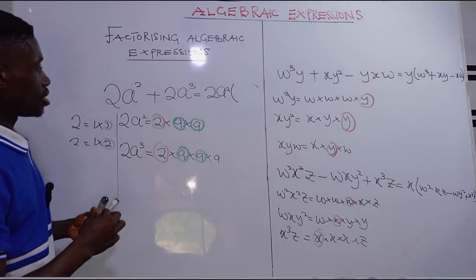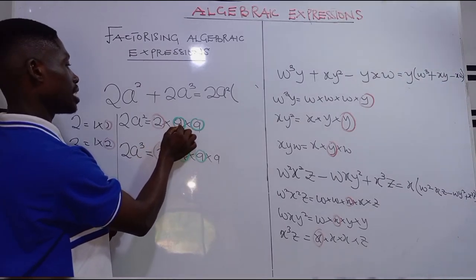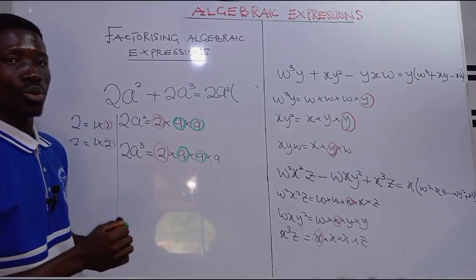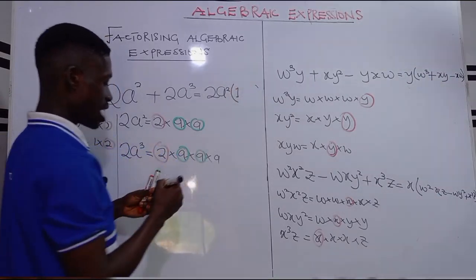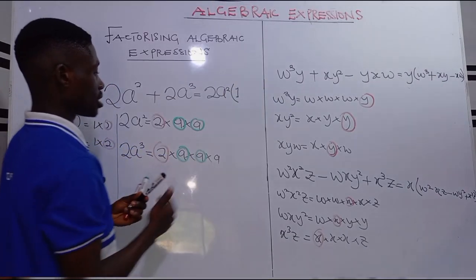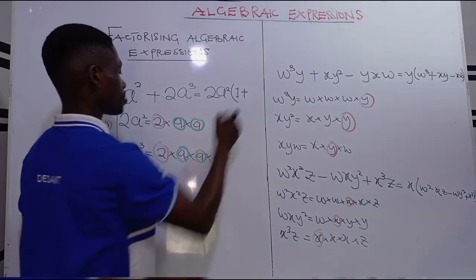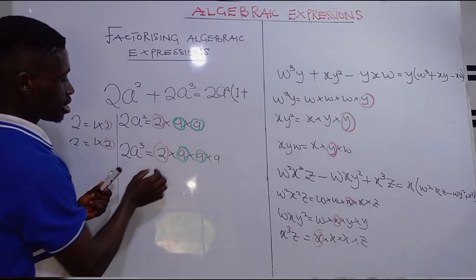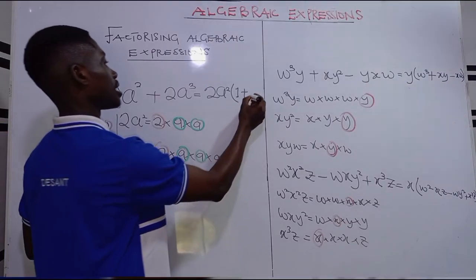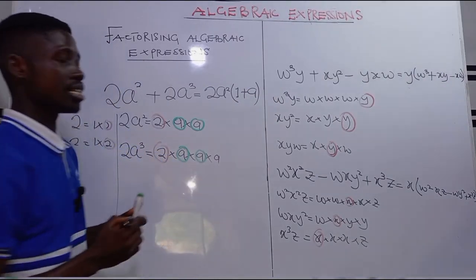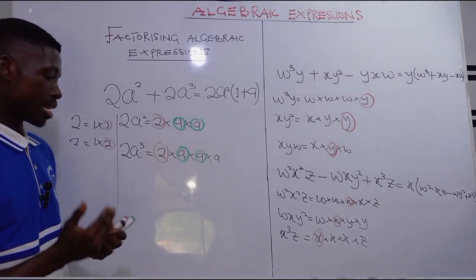Good. So after bringing 2 times a out, we are left with what? 1, right? 1 is a factor of every number. So we have 1. And then move on to the next term. So we have plus. After bringing 2 times a out, we are left with what? a. So we have plus a. And then we are done. Very, very easy and simple. I guess you are following.